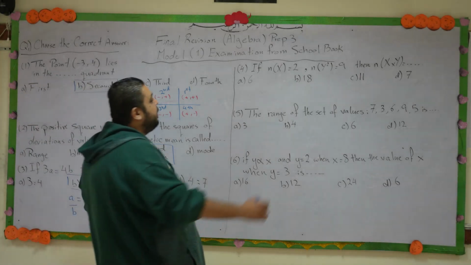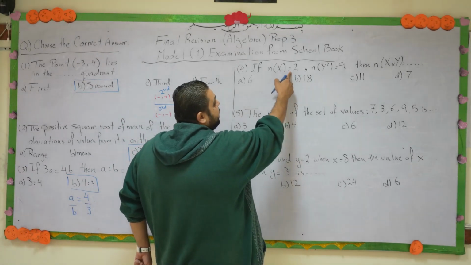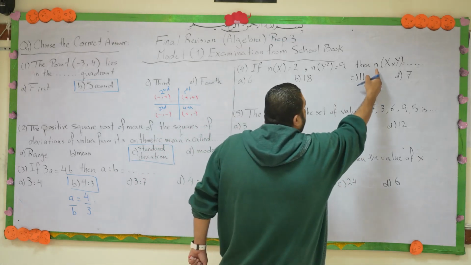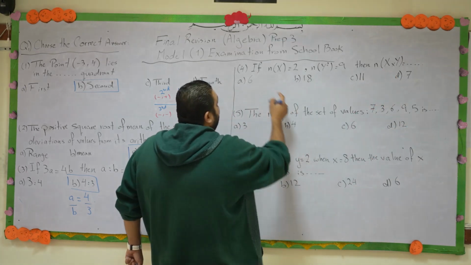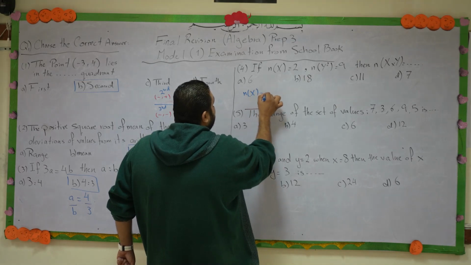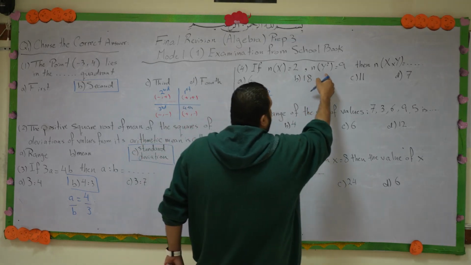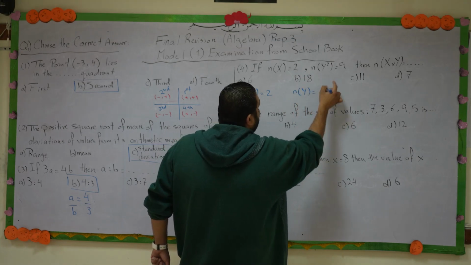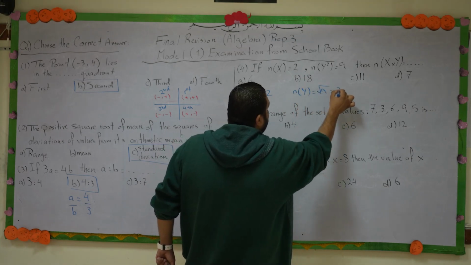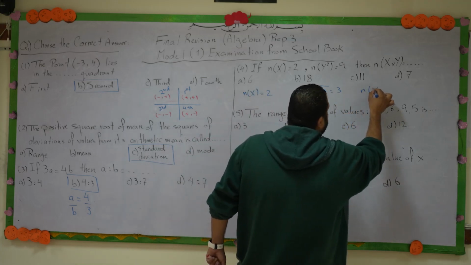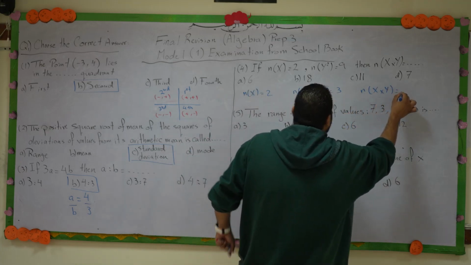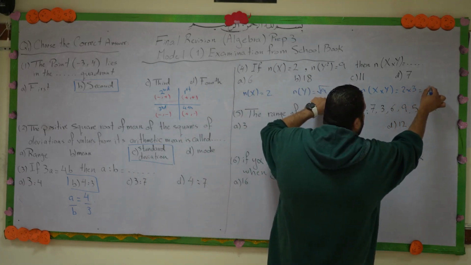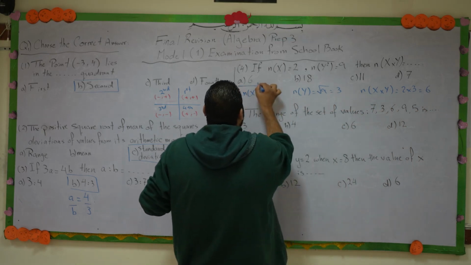Number 4, if the number of elements of x is 2, and the number of elements of y squared is 9, find the number of elements of x Cartesian y. We know that n(x) equals 2, this is given, and n(y²) equals 9, so n(y) equals the square root of 9, which is 3. So n(x Cartesian y) equals 2 multiply 3, the answer is 6, which is A.